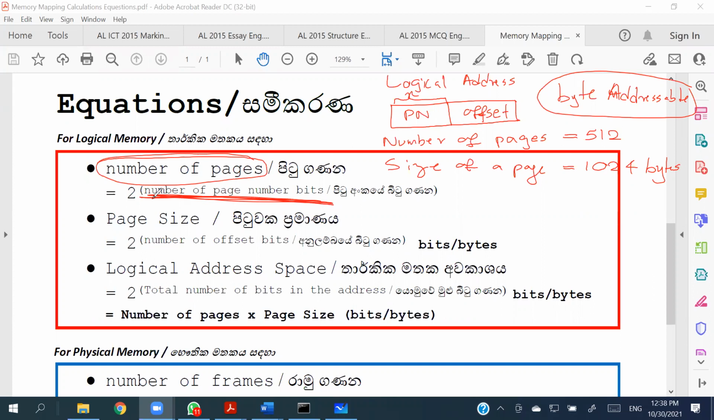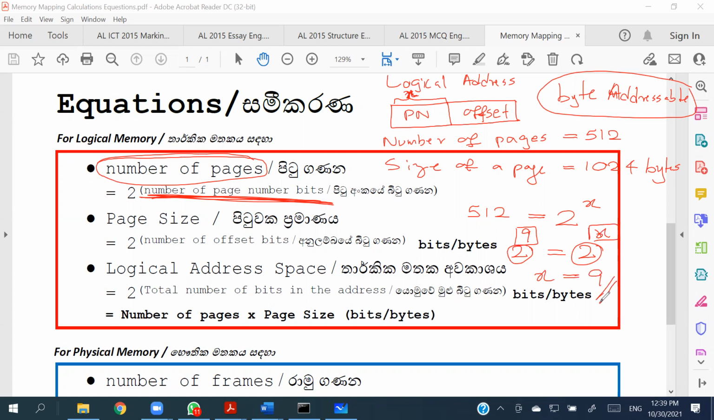Right, here is what you are going to do. Now your equation is something like this. The number of pages is 512, so 512 equals 2 to the power x. X means what? The page number bits. So 512 means 2 to the power 9 equals 2 to the power x. When the base is equal, the powers are going to be equal. So x equals 9. Very good, everyone.